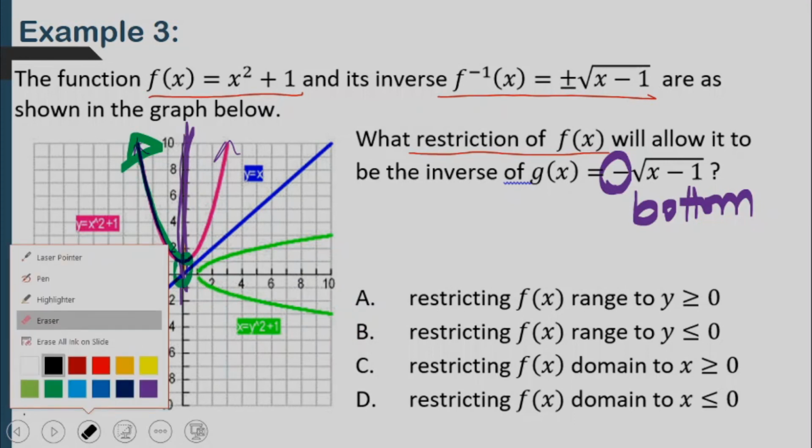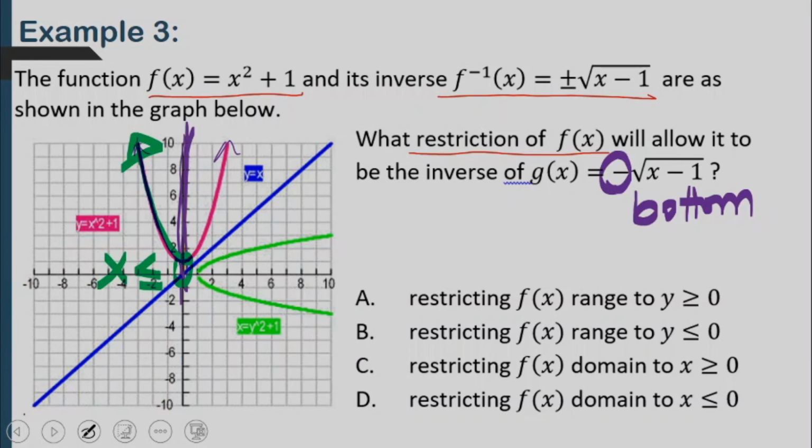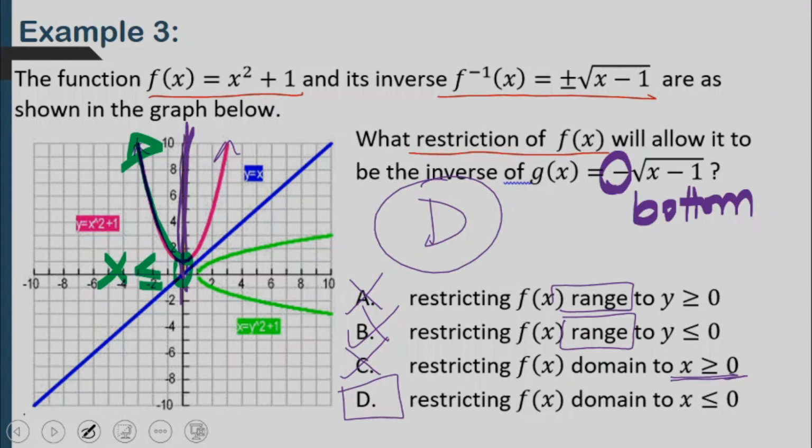So as you can see, options A and B are asking you to restrict the range. So we know that that cannot be the answer, okay? Because what we want to do is to restrict the domain. And option C is also saying we need to choose the right half of the quadratic. But we know that that is wrong, because we need to choose the left to be able to be the inverse of the bottom. So at the end of the day, option D is the correct solution.